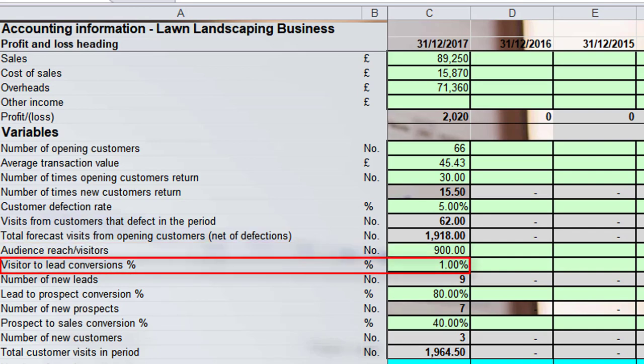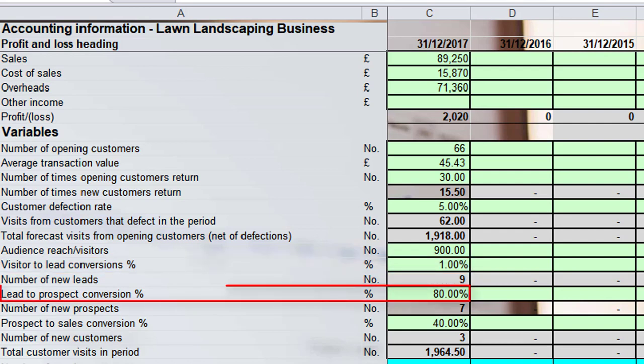I then assumed that of that audience or visitor reach, these are converted at 1%. So for every 100 people reached or who visit the website, 1% of those, or 1, converts to a lead. I then assume that 80% of those convert to a prospect. The difference between a lead and a prospect is that a lead is someone who makes contact with you but is not necessarily going to turn into a prospective customer.